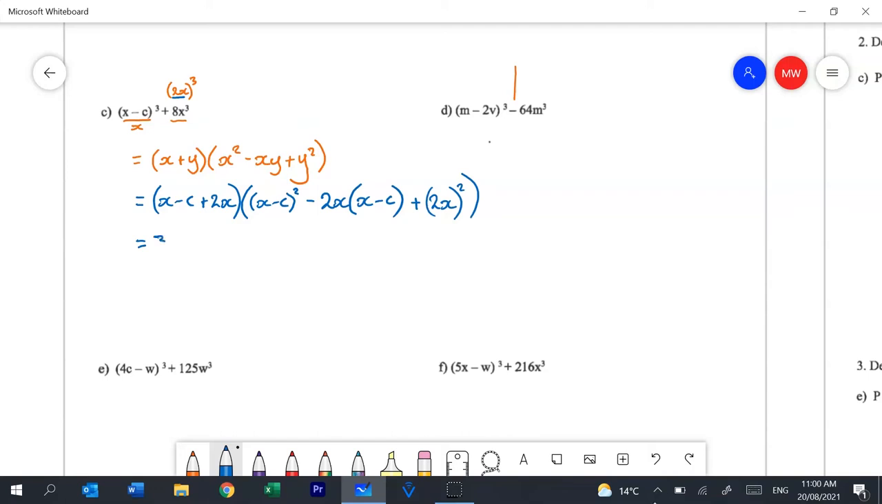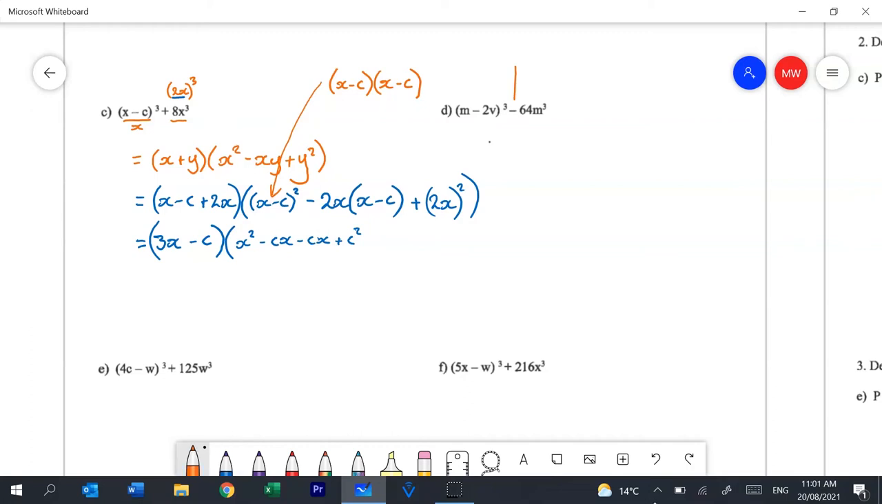Okay, let's clean it up. We can collect some like terms in that first set of brackets there. And in the second, we'll start to expand these out. Remember that this here means x minus c times x minus c. So we're back to expanding. x times x makes x squared, x times minus c makes minus cx, minus c times x makes minus cx, and then minus c times minus c makes positive c squared.